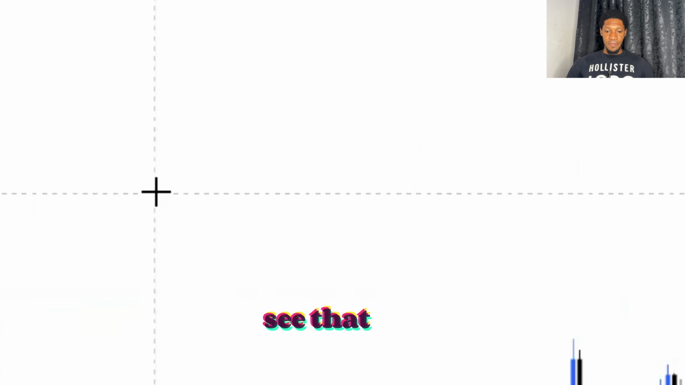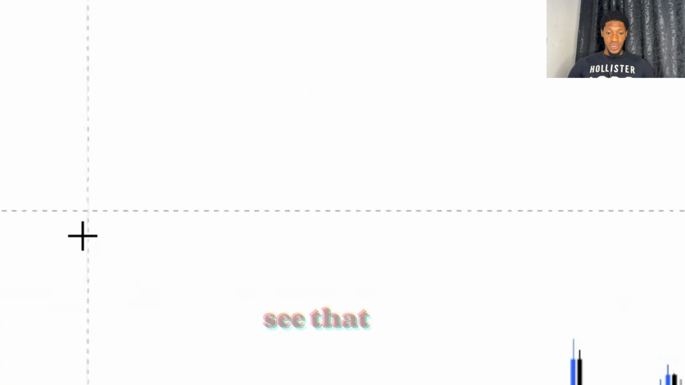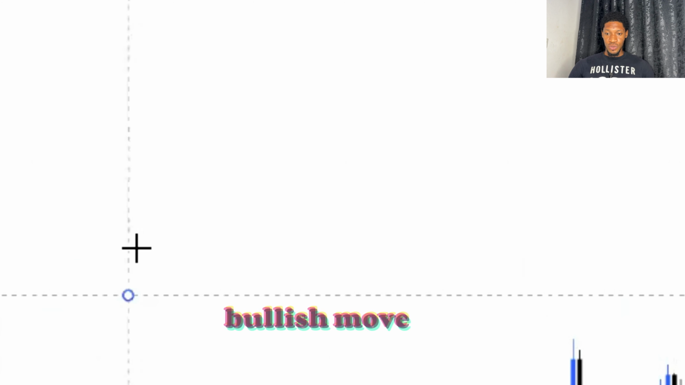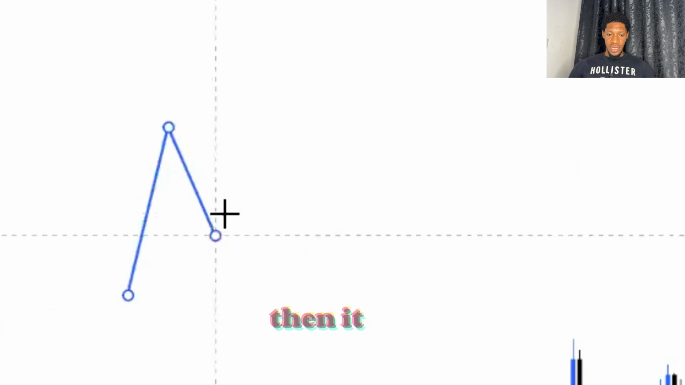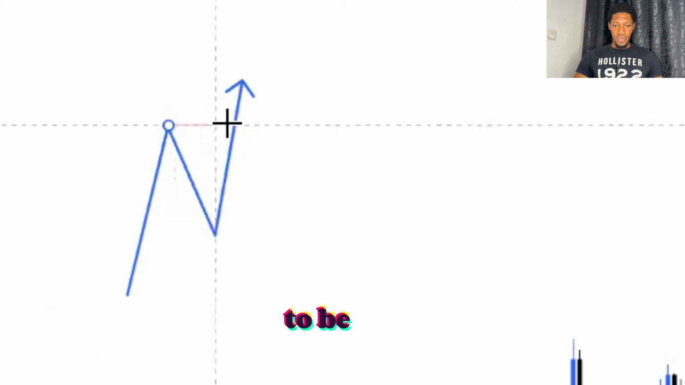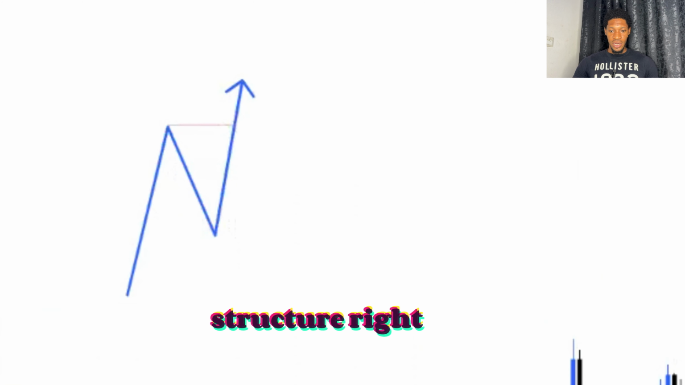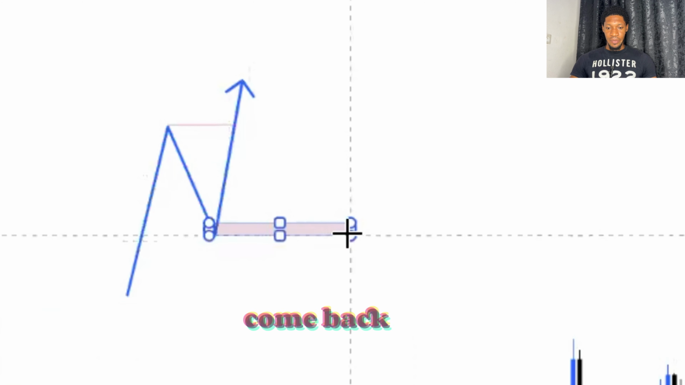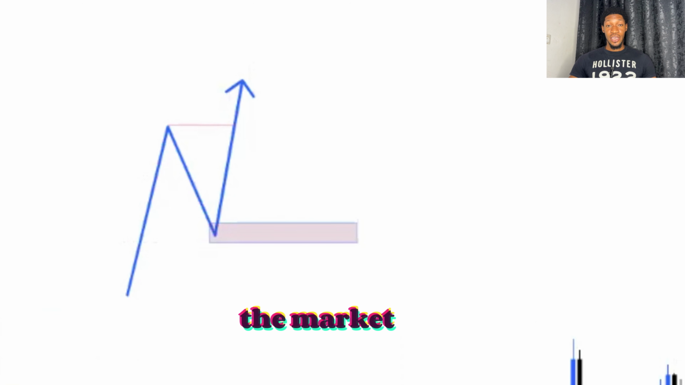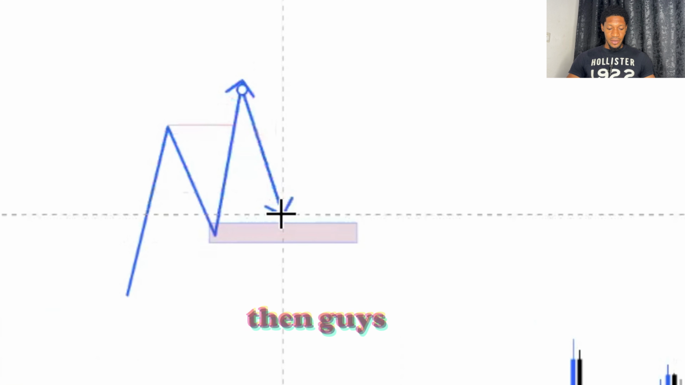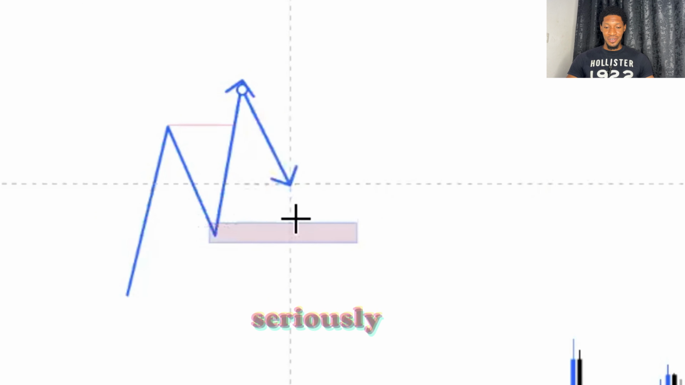You're going to see that on a bearish scenario right now, the market creates a bullish move like this, then it comes back, then it pushes up, and you mark here to be your break of market structure, right? Then you're waiting for price to come back here to your order block so that you can buy the market. You fund your account, you're waiting to buy the market. Maybe you want to buy a Lamborghini, then price has to come back here and disappoint you. Take out all your savings. It's usually painful guys, seriously.